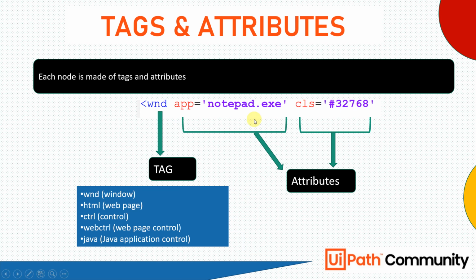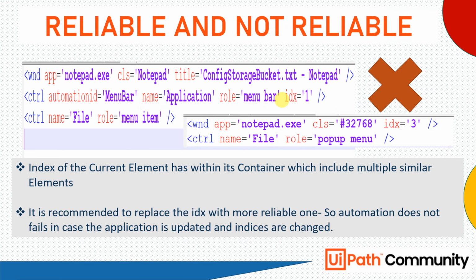Just to repeat, every selector is made up of node 1, 2, 3, 4. Every node has tags and attributes. Tags define the type of application you are interacting with in the GUI, and attributes help us to uniquely define the selector. Now I hope you understand the concept of selectors, why they are important, how they are generated, and what the difference is between tags and attributes.